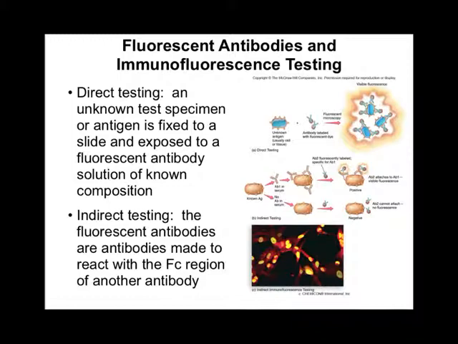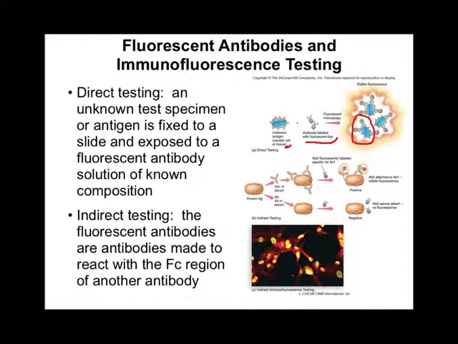In direct testing, we have an unknown antigen, usually a cell or a tissue, and then an antibody that's labeled with a specific fluorescent dye. When they're incubated together and then using fluorescent microscopy, you can then see cells that are susceptible to that particular antibody under that microscope. So direct testing uses an unknown test specimen or antigen fixed to a slide, and then it's exposed to fluorescence antibody, which is of known composition.